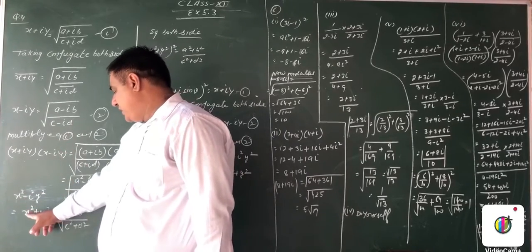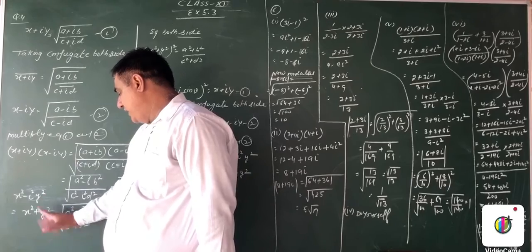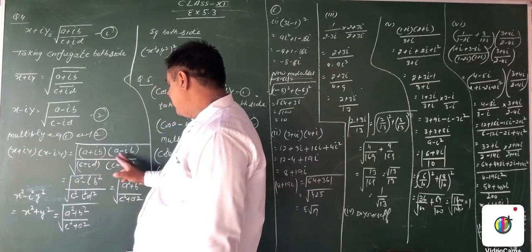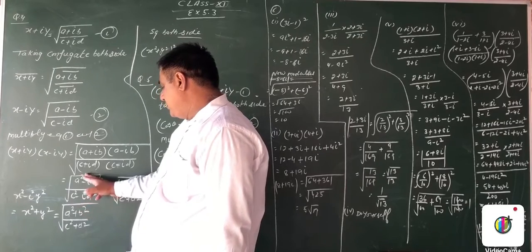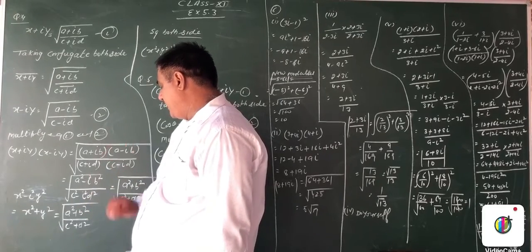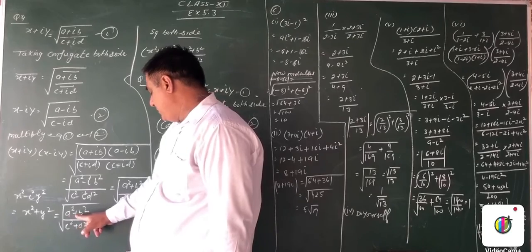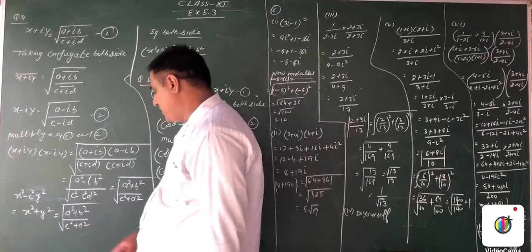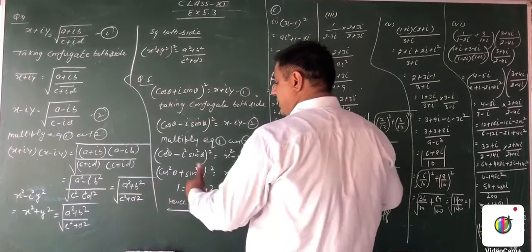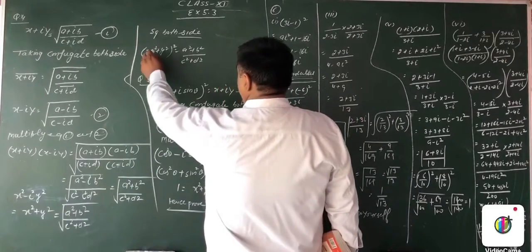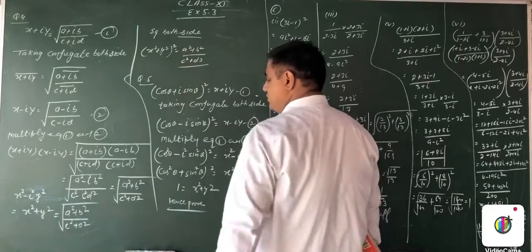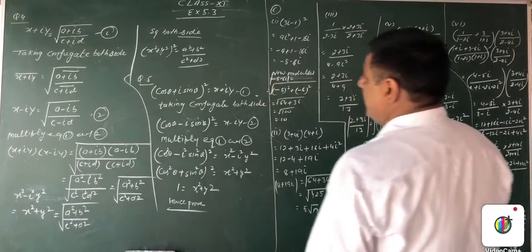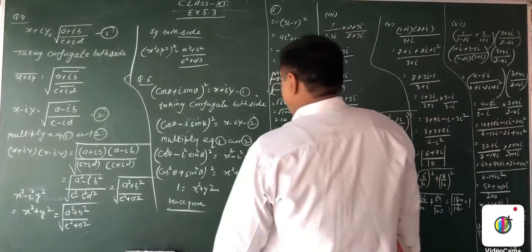So then this becomes x square plus y square. And this is also equal to (a square minus iota square b square) over (c square minus iota square d square). Put the value of iota square as minus 1. So then this becomes (a square plus b square) over (c square plus d square). Now squaring both sides we get (x square plus y square) whole square is equal to (a square plus b square) over (c square plus d square). Hence proved.